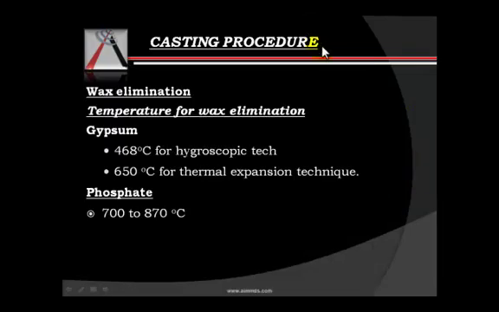After the investment, the next step is the wax elimination. Wax elimination is a process wherein wax is burned out totally so that the space that was occupied by the wax inside the investment now becomes an empty mold. This wax elimination is done by heating. The temperatures used for wax elimination for gypsum investment material are 468 degrees for the hygroscopic technique and 650 degrees for the thermal expansion technique, while for the phosphate bonded it is 700 to 870 degrees centigrade.